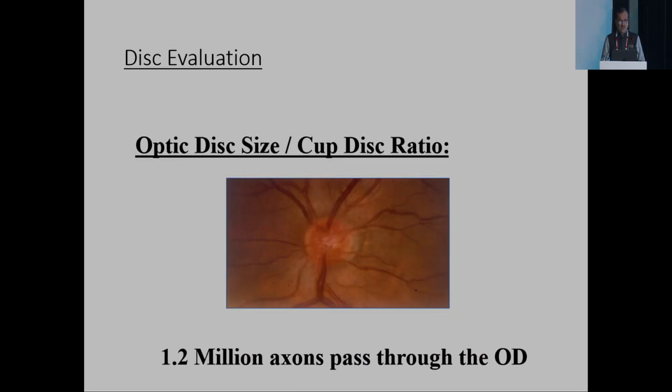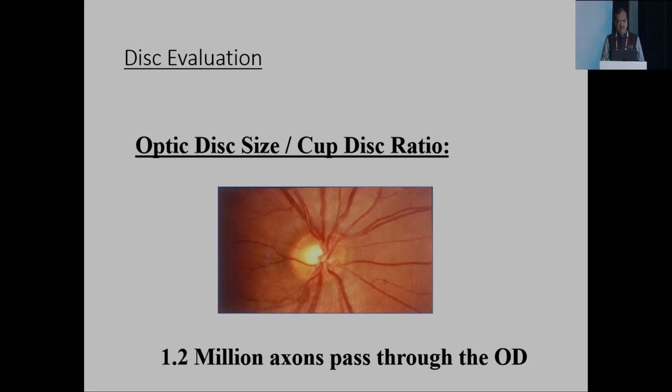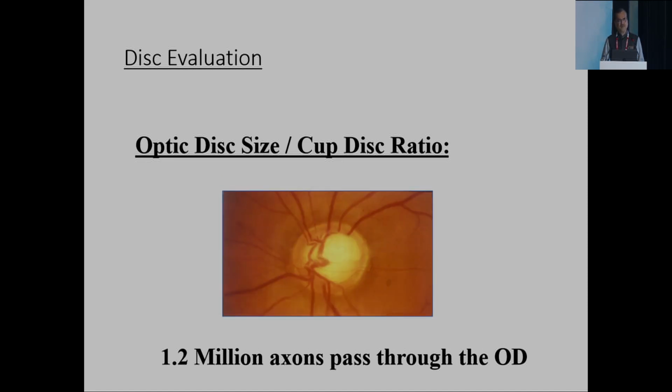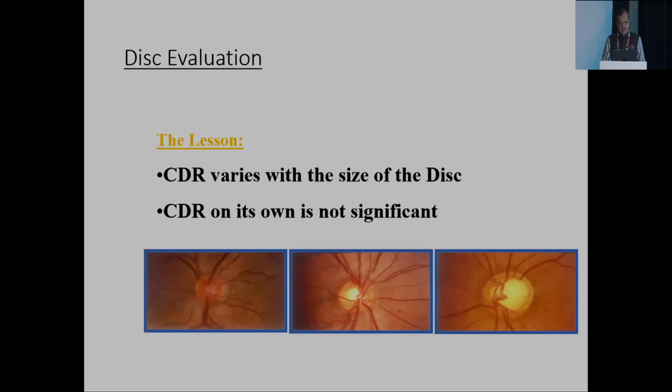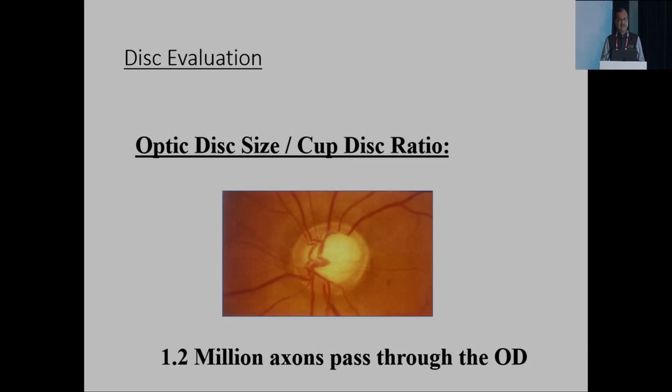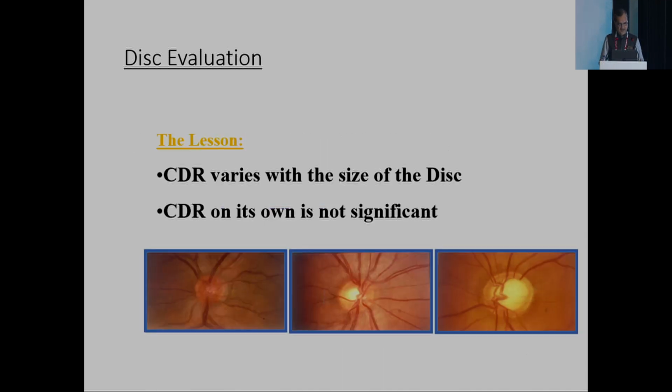Why is it important to know the cup size? We know that 1.2 million axons are passing through the nerve. If you see this disc, here the cupping is something like 0.4 to 0.5, and the same 1.2 million axons pass through the optic disc. If you see this disc, it is a large disc. Here the cupping is about 0.7, but through the neuroretinal rim area, the same 1.2 million axons pass. If you see all the three discs, small, normal, and large, what is the lesson that we know? That cup disc ratio varies with the size of the disc.